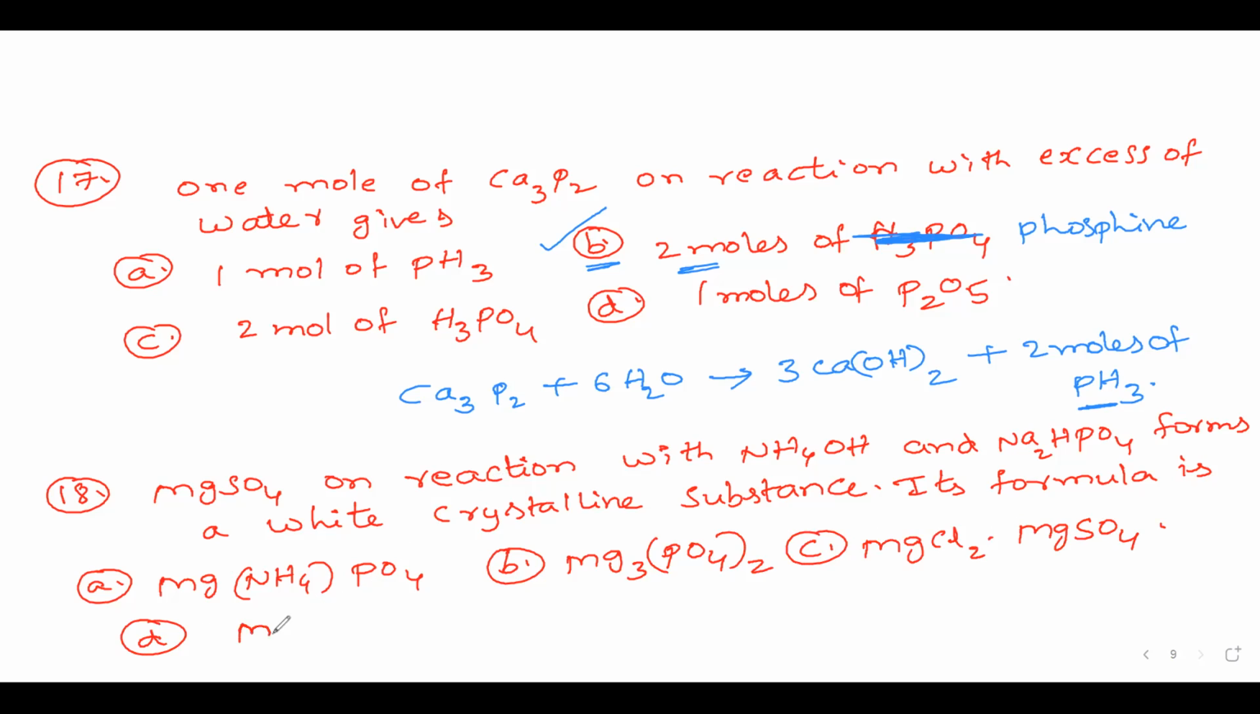So what is the right answer? Let us check. The first option is MgNH4PO4, magnesium ammonium phosphate. The second option is magnesium phosphate. Magnesium sulfate on reaction with ammonium hydroxide forms magnesium ammonium phosphate. It is called magnesium ammonium phosphate.